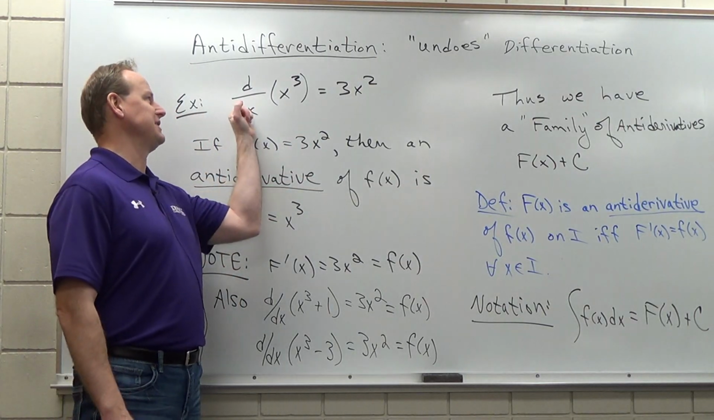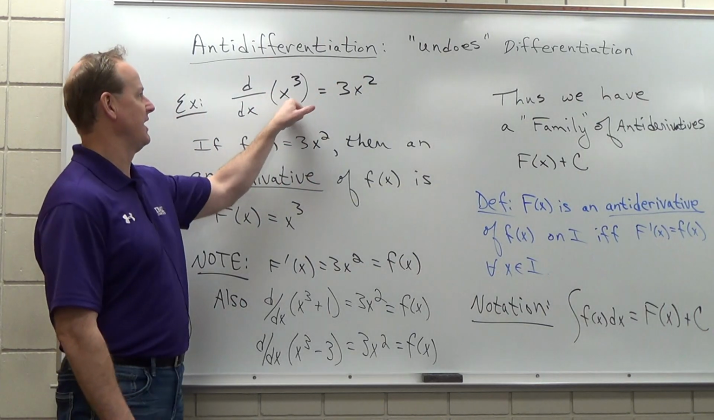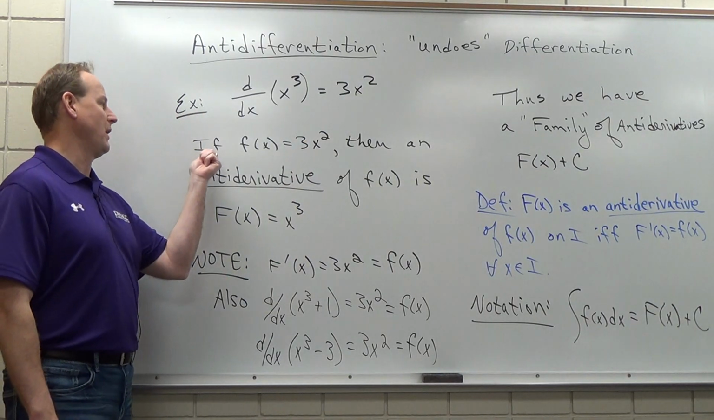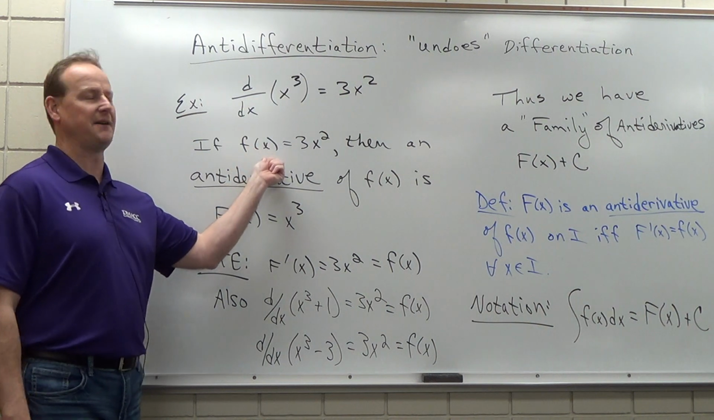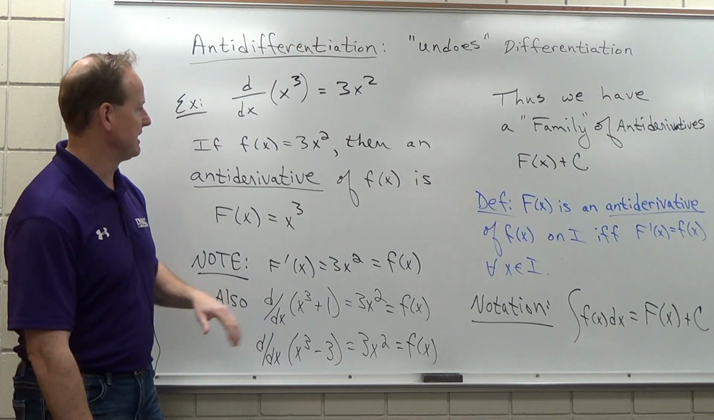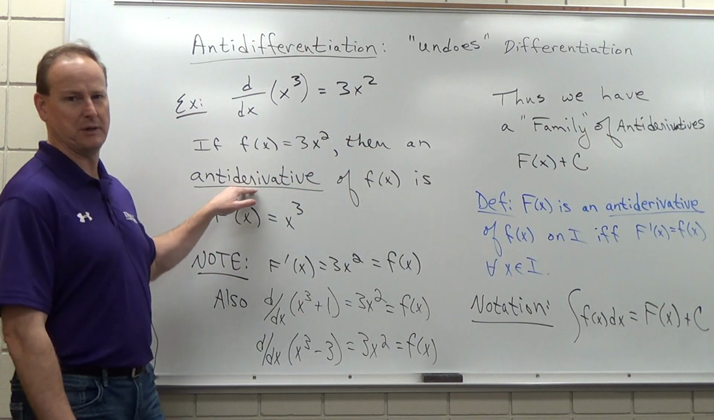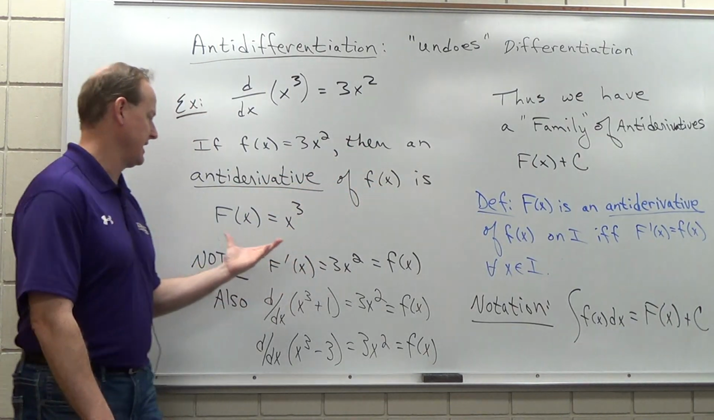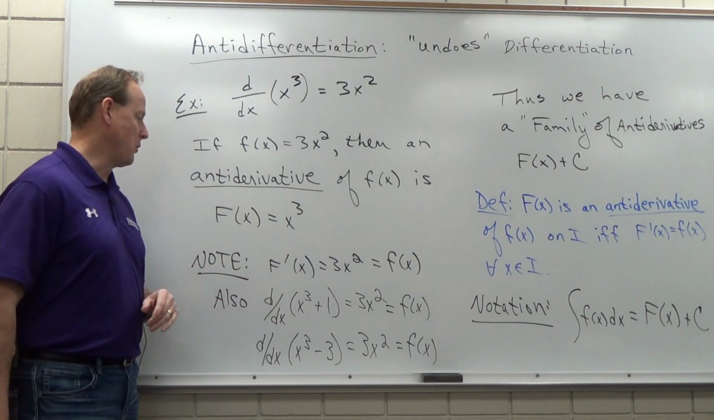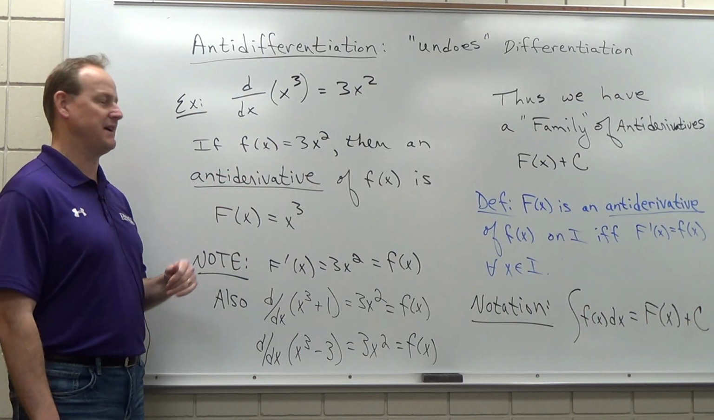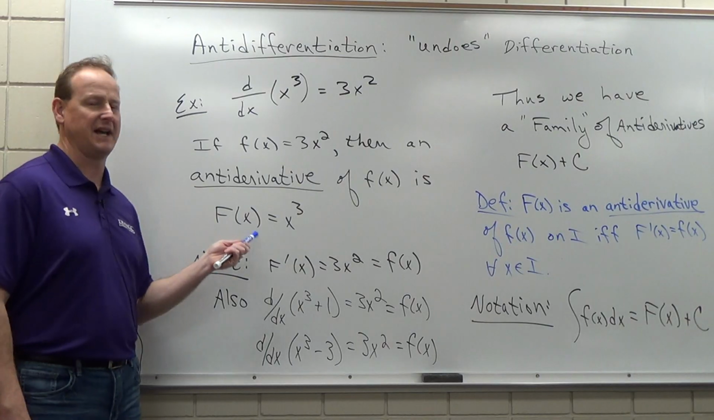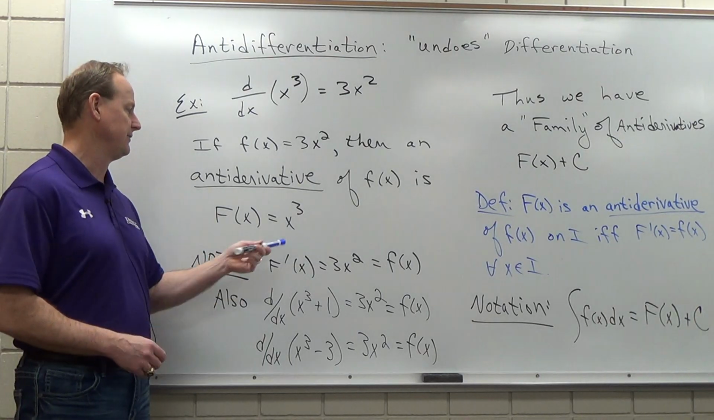If I know that the derivative, which is differentiation, of x cubed is 3x squared because of our power rule, then what I can note is if I let little f of x equal 3x squared, what the answer to the derivative is, then an antiderivative of little f of x is going to be capital F of x, which is x cubed. So we do want to pay attention to lower and uppercase f's here. So notation is typical that we use capital F of x to represent an antiderivative.